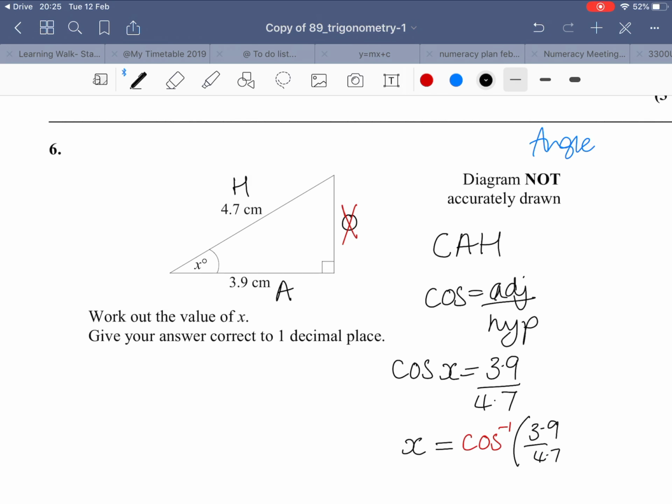Cos to the minus 1, 3.9 divided by 4.7. So I grab my calculator. 3.9 divided by 4.7. Cos to the minus 1 of 3.9 divided by 4.7 gives me 33.9231. So with my cutoff at 1 decimal place, it is 33.9 degrees.